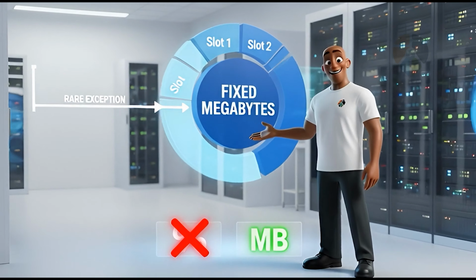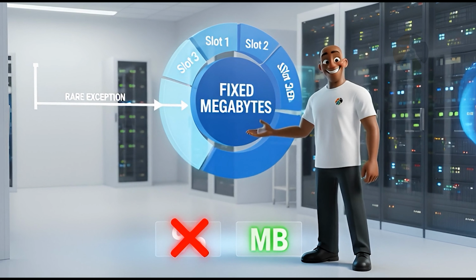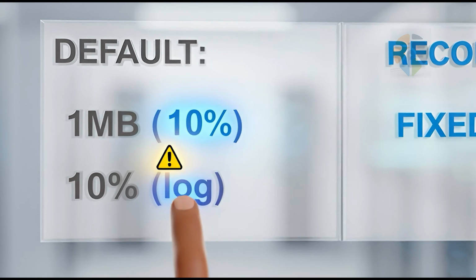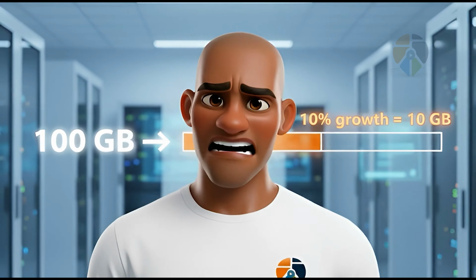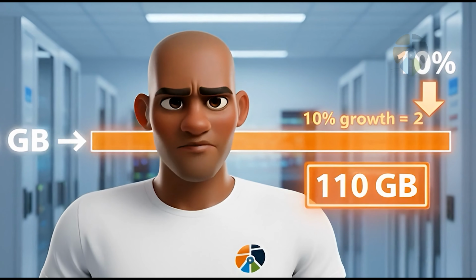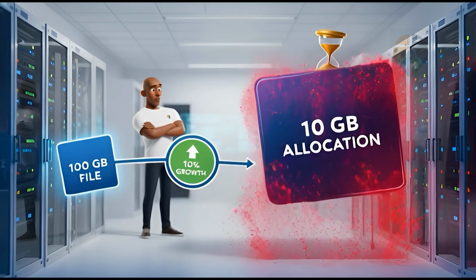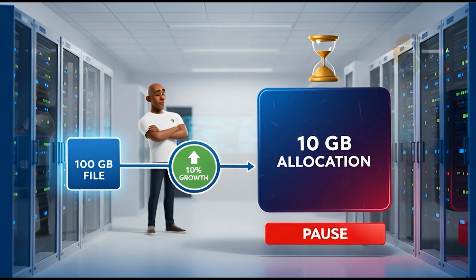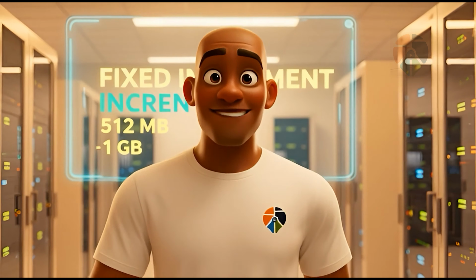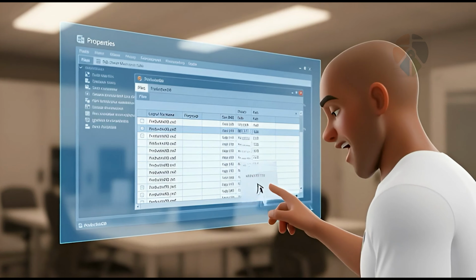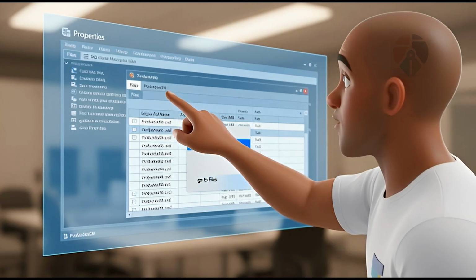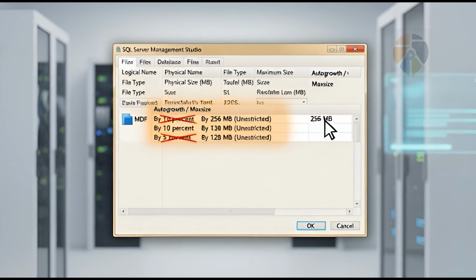Second, set autogrowth in fixed megabytes, not percentages. By default, SQL Server sets data files to grow by 1 megabyte and log files by 10%. Percentage-based growth becomes increasingly problematic as files get larger. A 10% growth on a 100 gigabyte file means allocating 10 gigabytes at once, which causes a significant pause. Instead, set a fixed growth increment that makes sense for your environment. To change autogrowth settings, right-click your database in SSMS, select Properties, go to Files, and adjust the autogrowth settings for each file there.